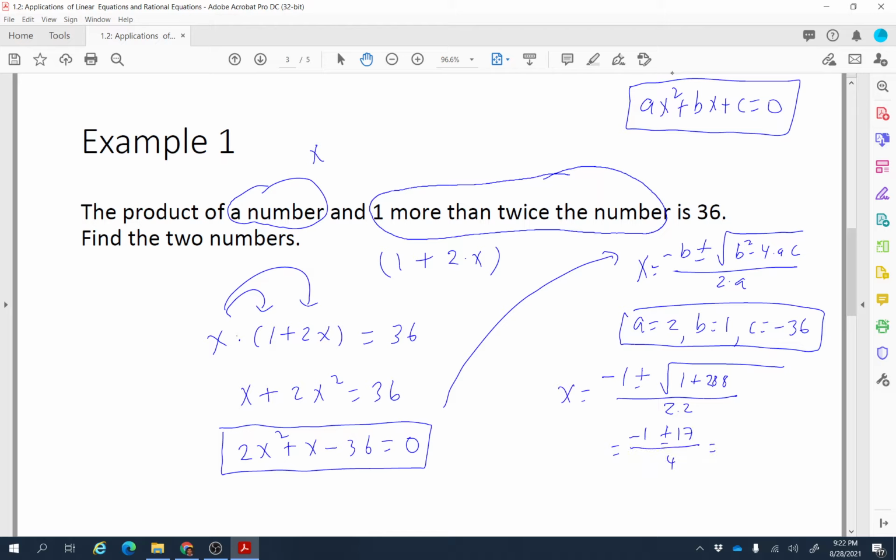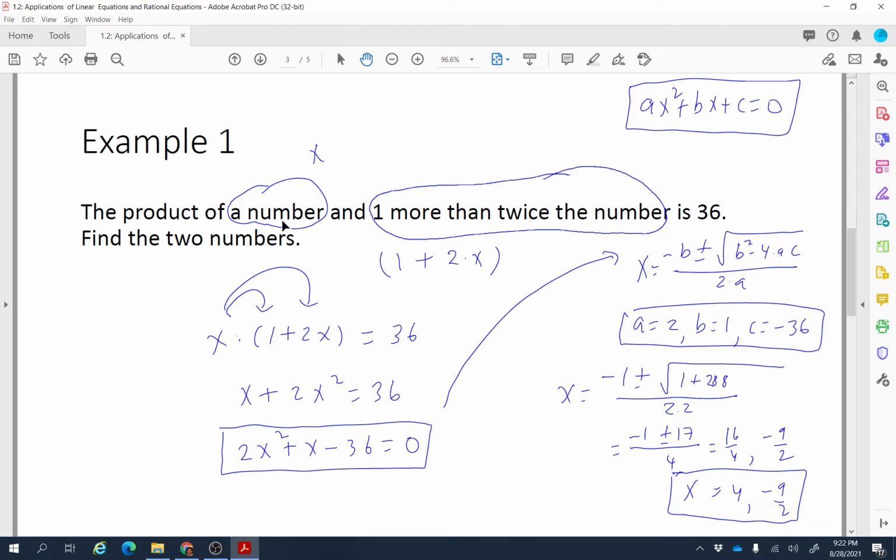One time if we use plus, it will be 16 over 4, and another time if we use minus, it will be negative 18 over 4, which is negative 9 over 2. So that is 4 and negative 9 over 2. There are two possibilities for the value of x for this equation: 4 and negative 9 over 2.